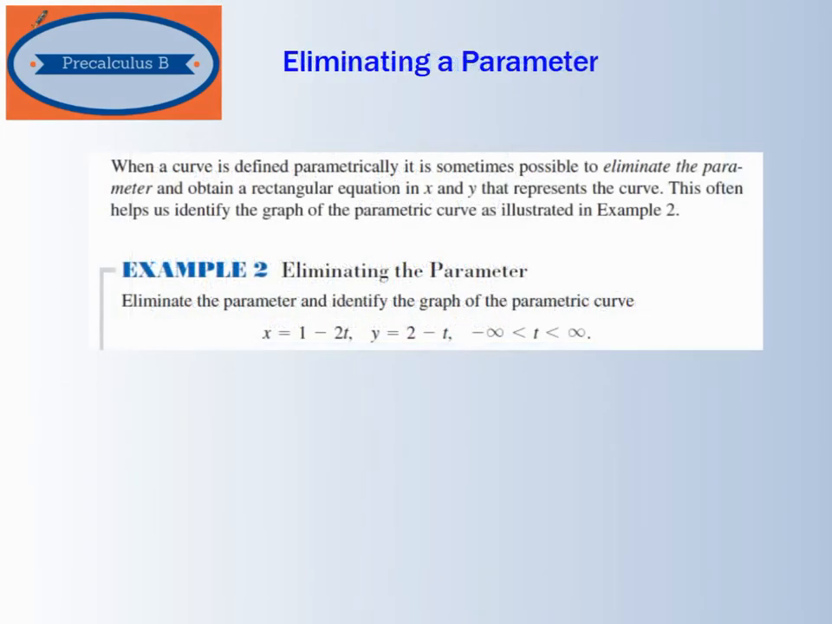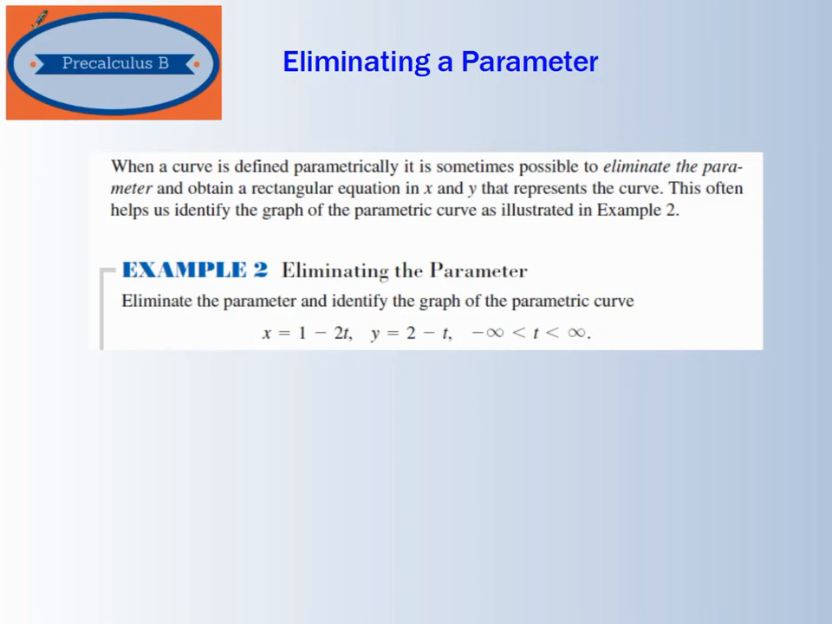So parametric equations can be really nice in the way they define our functions, but it's pretty difficult to graph them or to really visualize what the graph is going to look like based on the two parameters. Sometimes we can actually eliminate the parameter. We can eliminate that t from the equations and get a function based on just x and y, in which case it's much easier to visualize.